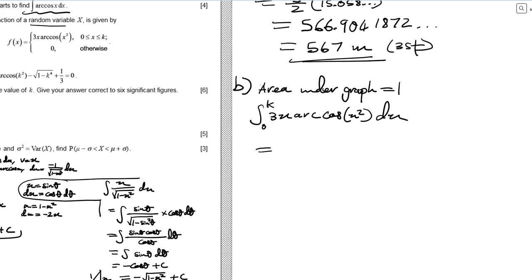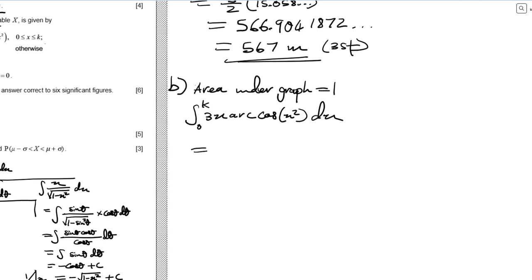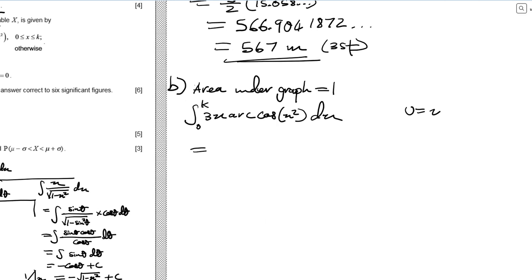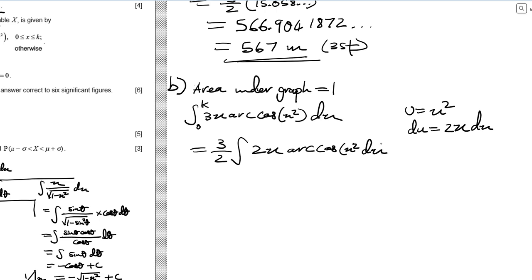We have an x squared inside it instead, so let's use u substitution. u is equal to x squared, du is equal to 2x dx, and we have 3x here, so we need to bring out that 3 and divide by 2 so we can bring in the 2x arccos x squared dx. And so we just replace that 2x dx with du.